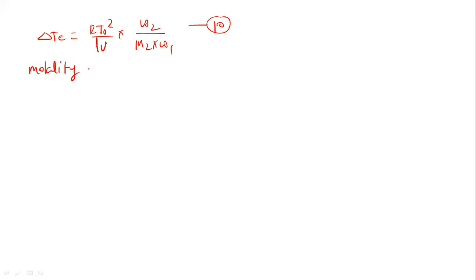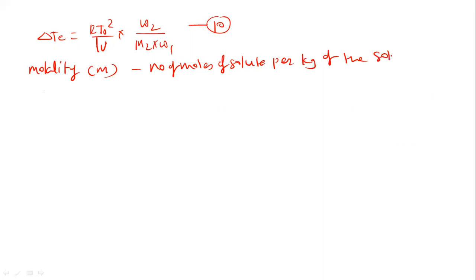Molality into equation 10. Molality, small m. Now what is the definition of the molality? Molality m is the number of moles of solute per kg of the solvent.